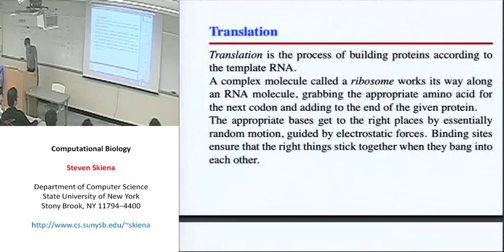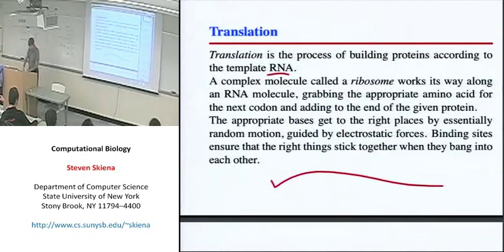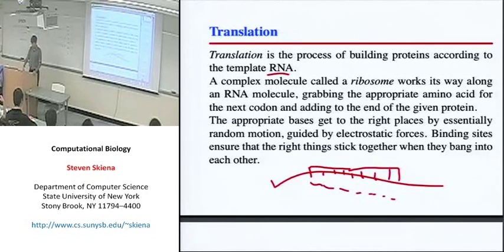The second part is translation. And this is now where I am giving you the RNA molecule. This RNA molecule was started to copy at some point, and there is some other point on it, not necessarily right where you started, but maybe a certain amount of bases in from the start, where the triples correspond to the amino acid sequence that we want to make.